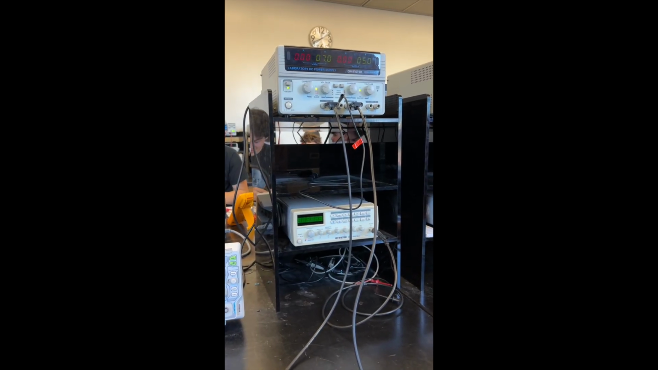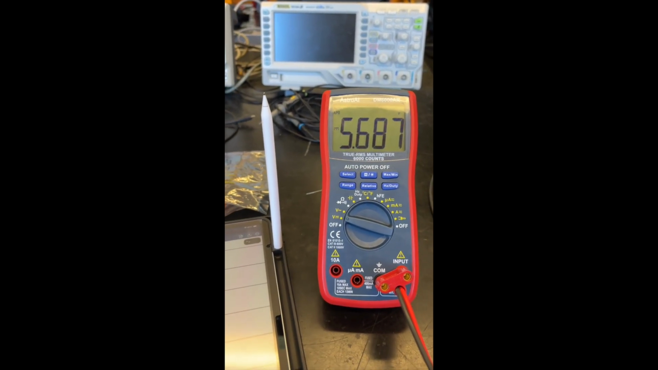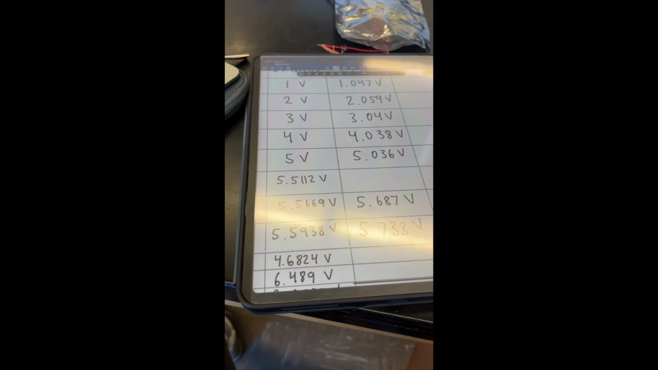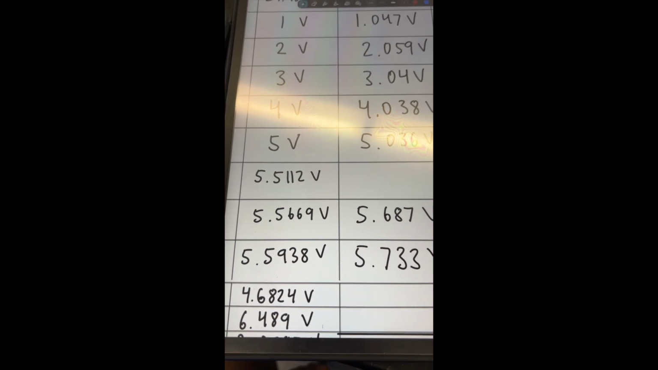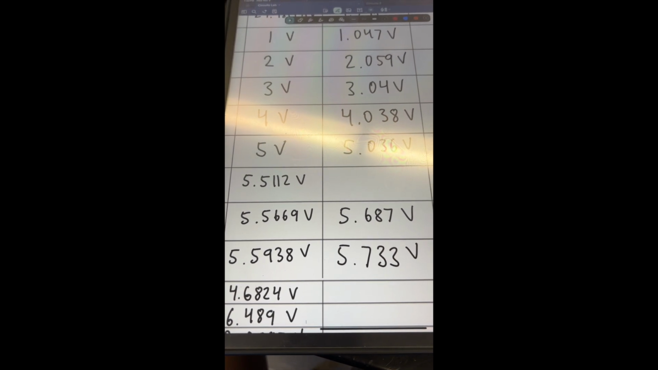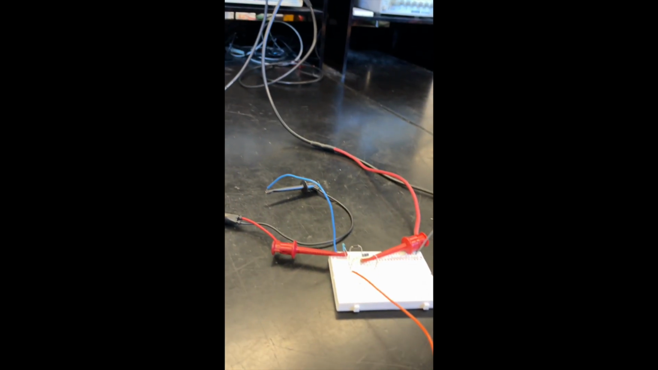When my Vin is 7 volts, I'm getting a measurement of a Vout of 5.687 volts, and my simulated value for when the Vin was 7 volts is 5.5669 volts. Now we're looking at when the Vin is 6 volts to my circuit.